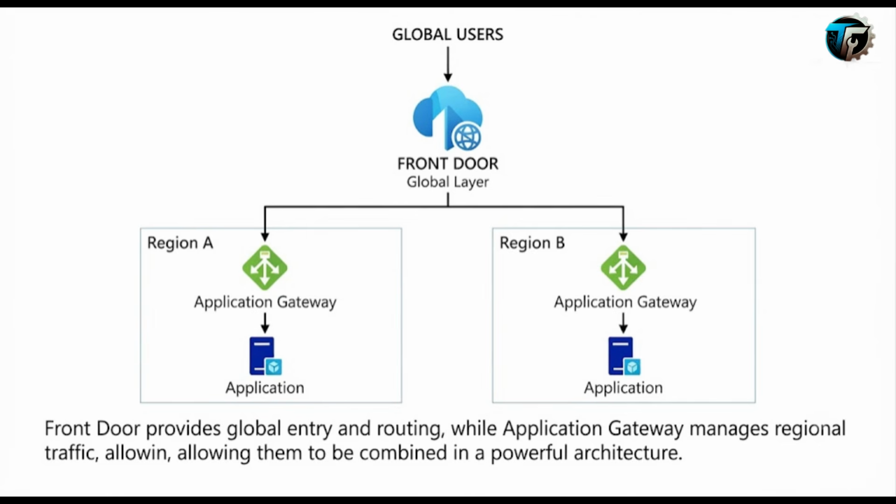Front Door is designed for global application delivery and routing. Application Gateway is generally positioned within an Azure region for application-level traffic management. And here's the important architect insight. You don't always choose one or the other. You can combine them. Front Door can provide the global entry point, while Application Gateway handles regional application traffic.